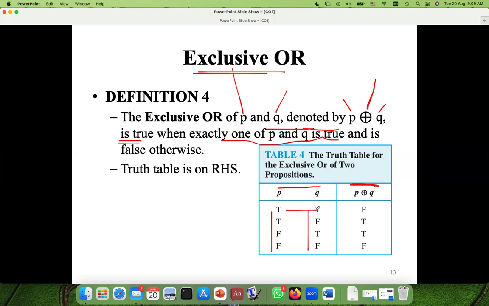Okay, you have these possibilities. Here do we have exactly one? No, so you have false. Here we have exactly one, yes, so it's true. Here we have exactly one, yes, so it is true. Here, exactly one true? No, both are false. We don't have even one single truth, so it is false. So that is exclusive or. It is different from the previous one.